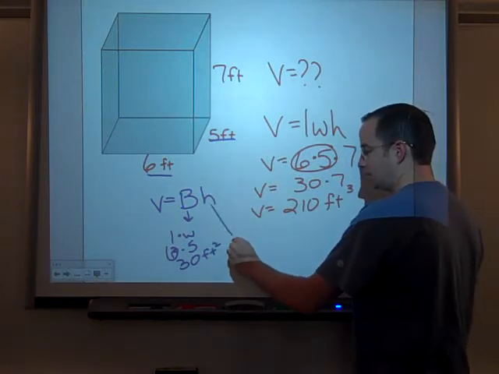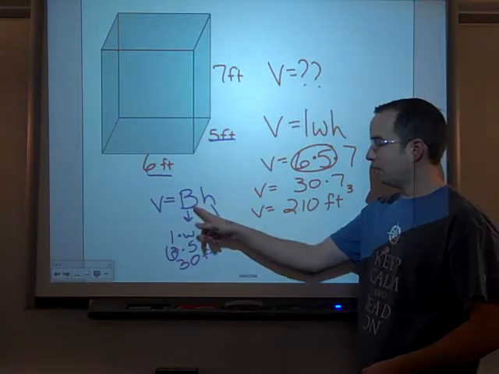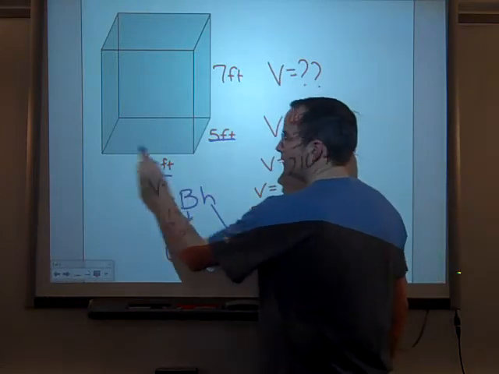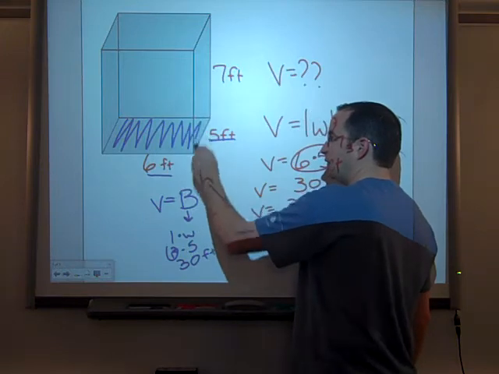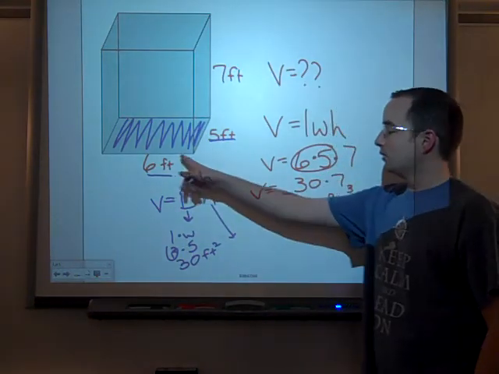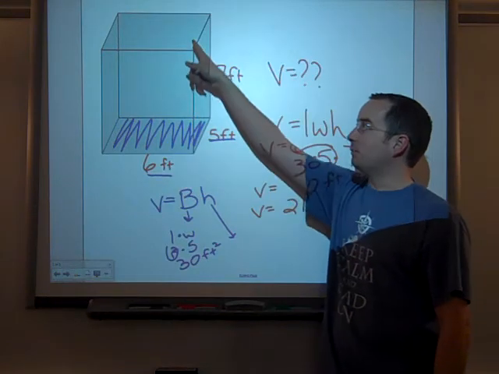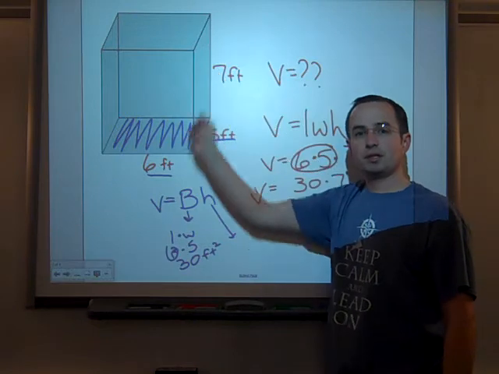Now, then you have to multiply it by the height if you want to find volume. But right now, big B just equals 30 feet squared. Big B is the shaded portion that I'm doing right now, the bottom of the base. Don't forget, sometimes they'll say, hey, let's double it. Find me both bases. So both bases would actually equal 60.